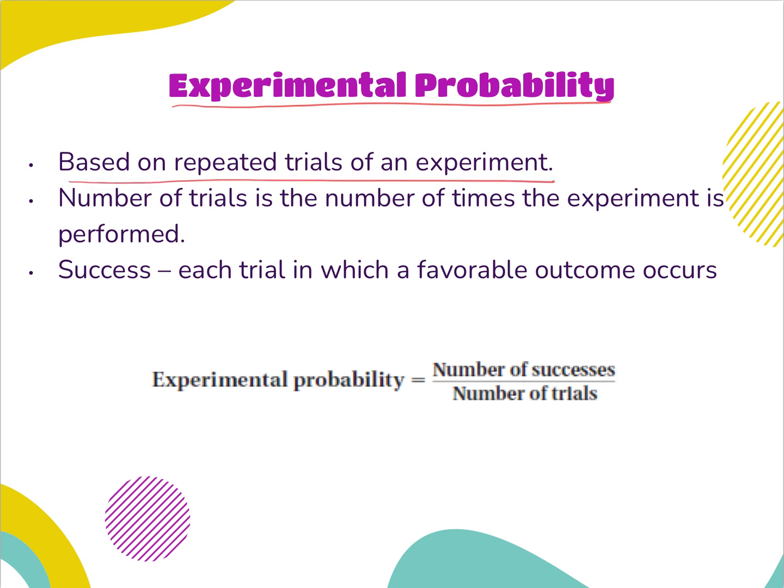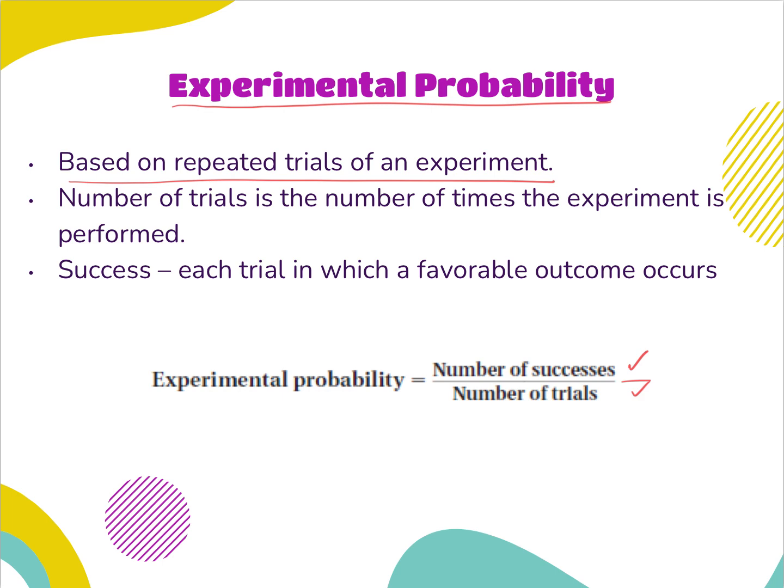The number of trials is the number of times the experiment is performed, and success is, of course, each trial in which what you are looking for, the favorable outcome, actually occurred. So experimental probability is the number of successes over the number of trials.